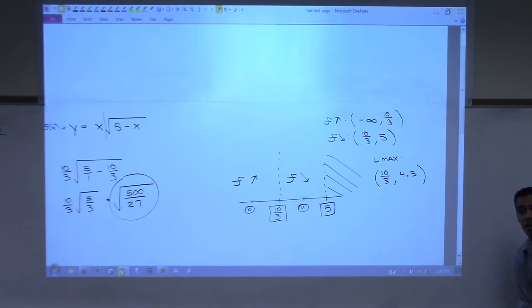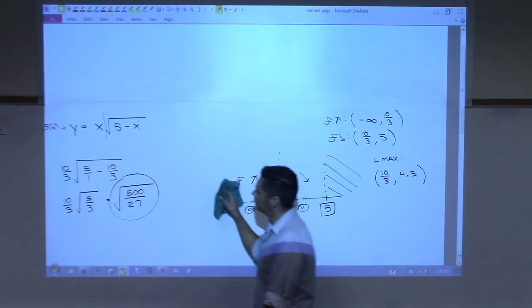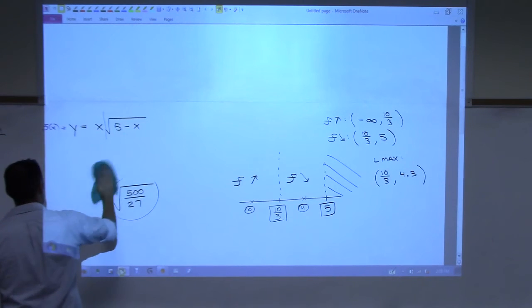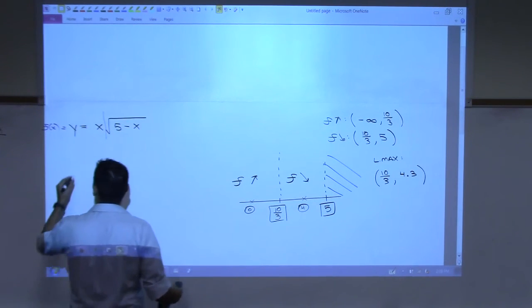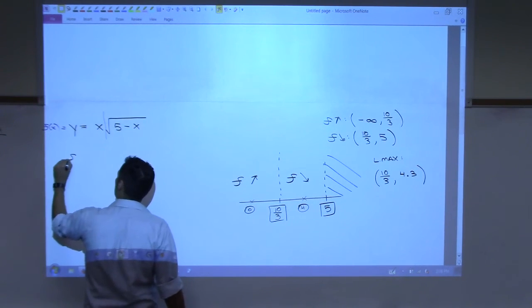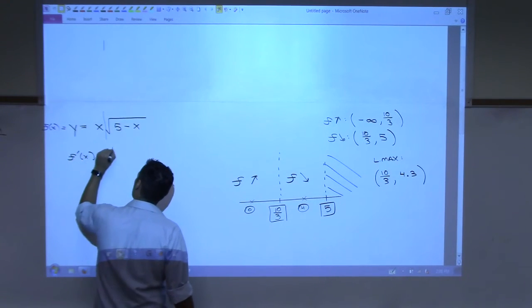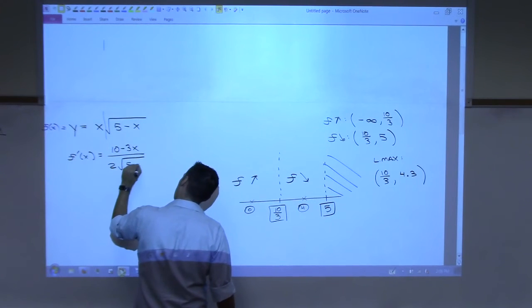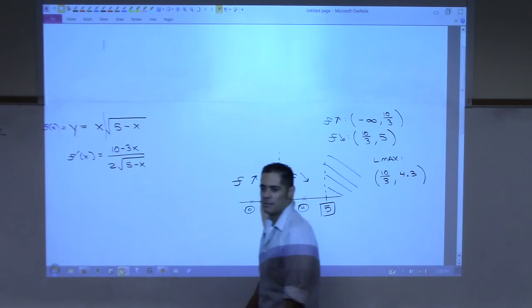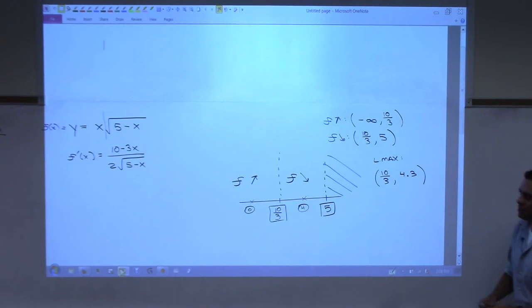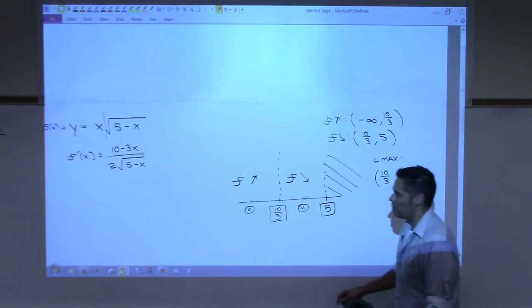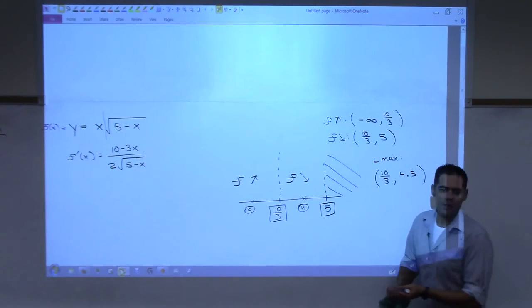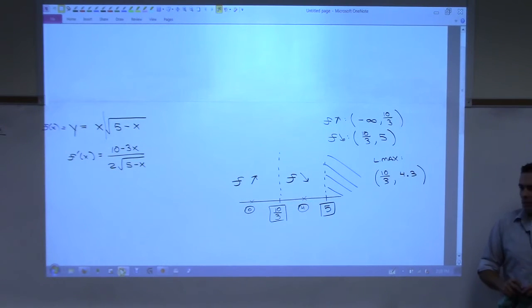All right, second derivative time. All right, I need to put my derivative back up here. 10 minus 3x over 2 root 5 minus x. Oh, man. Do you already see this is going to not be fun? This is the suffering I'm talking about. We have to take that derivative and we're going to have to clean it up and set it to 0 and all that fun stuff, right?